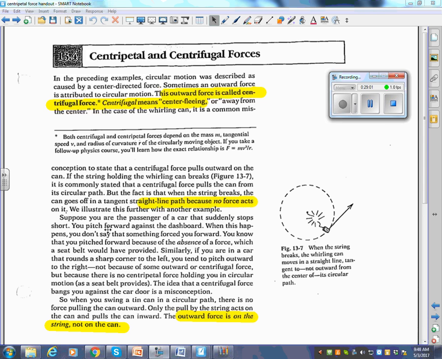Yeah, and objects in motion stay in motion. So he keeps going. That's what the seatbelt does, it applies a force backwards, right? When this happens, you don't say that something forced you forward. You know that you pitched forward because of the absence of a force, which a seatbelt would have provided, like Josh said. Similarly, if you're in a car that rounds a sharp corner to the left, you tend to pitch outward to the right, not because of some outward or centrifugal force, but because there is no centripetal force holding you in a circular motion as the seatbelt provides. The idea that a centrifugal force bangs you against the car door is a misconception.